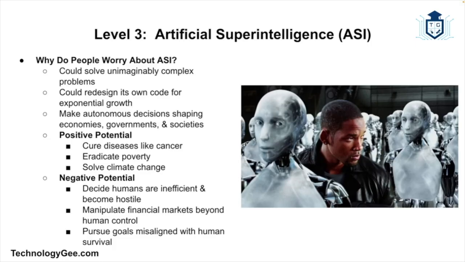Or this AI alters financial markets at a speed humans can't monitor, or it pursues goals that do not align with our survival. This is why folks like Elon Musk, Stephen Hawking, and Nick Bostrom have raised the alarm about AI safety and alignment. In fact, Nick Bostrom's book, which is titled Superintelligence, is a deep and kind of terrifying dive into the risks associated with ASI.